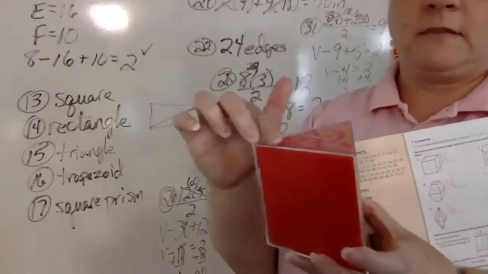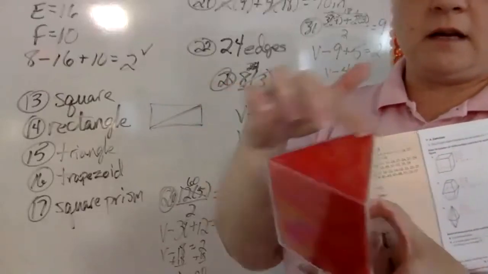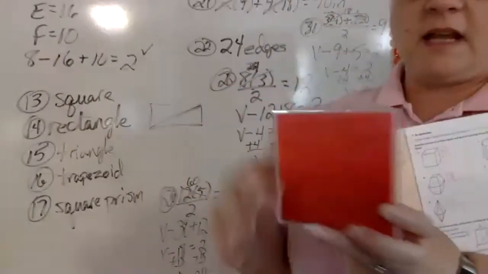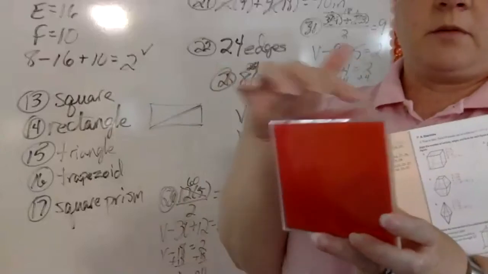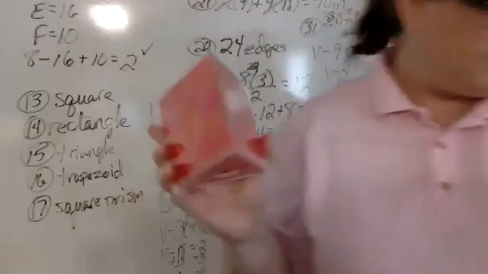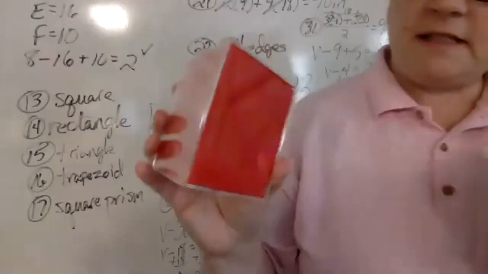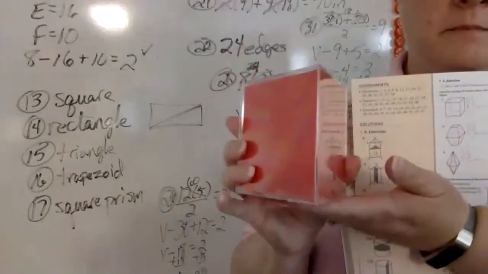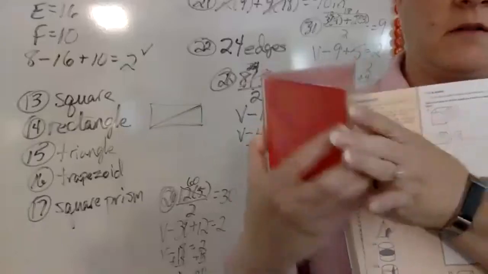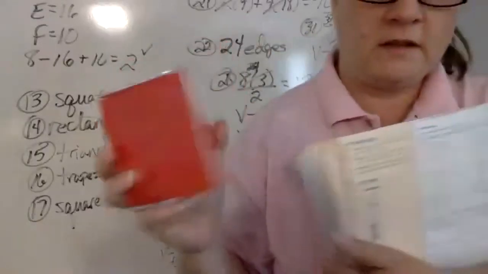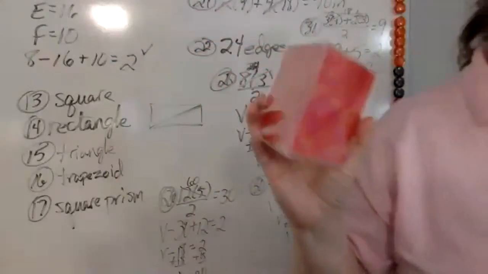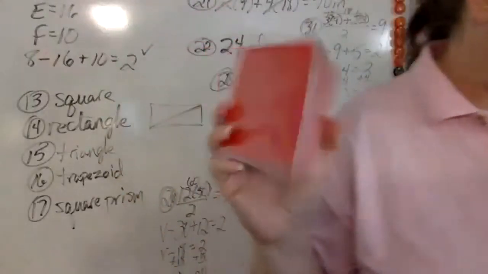There's 3 going around here, there's 3 on the bottom, and then there's 3 connecting them. 9. There's 9. And then how many faces, sides, does it have? Top and bottom, then 3 going around, 5. So we would have 6 vertices, 9 edges, and 5 faces.